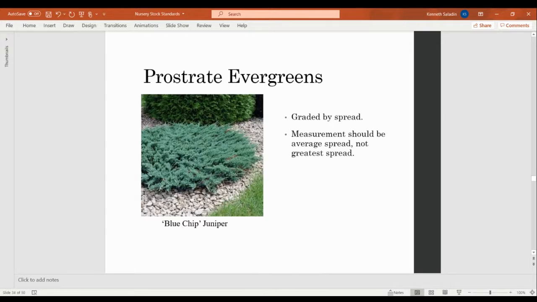So this is blue chip juniper. Blue chip juniper, kind of considered a ground cover by a lot of people, only gets maybe 6 to 8 inches tall, but it can spread to be several feet wide. So this would be a great example of an evergreen that would be graded by its spread. Okay, and the measurement that you take should be the average spread, not the greatest spread.